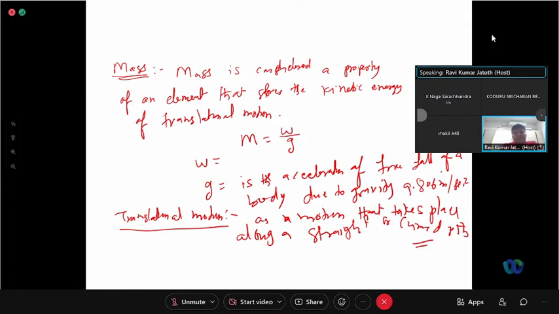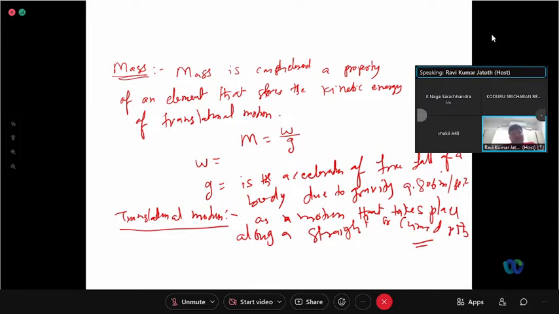What is mass? Mass is considered to be a property of an element that stores the kinetic energy of a translational motion. Now M can be given by W by G, where W is weight, and G is acceleration due to gravity, which is 9.80 meter per second square.